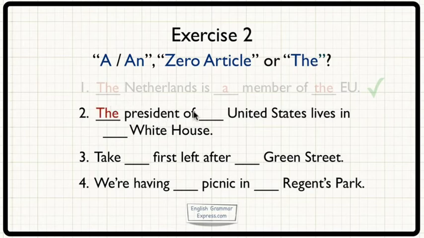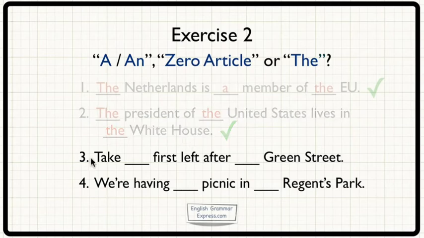So the president of something United States. Well, United States is like Netherlands because it requires the. So the president of the United States lives in something White House. Now you might remember that certain American buildings require a the as well. The White House is one of those buildings.